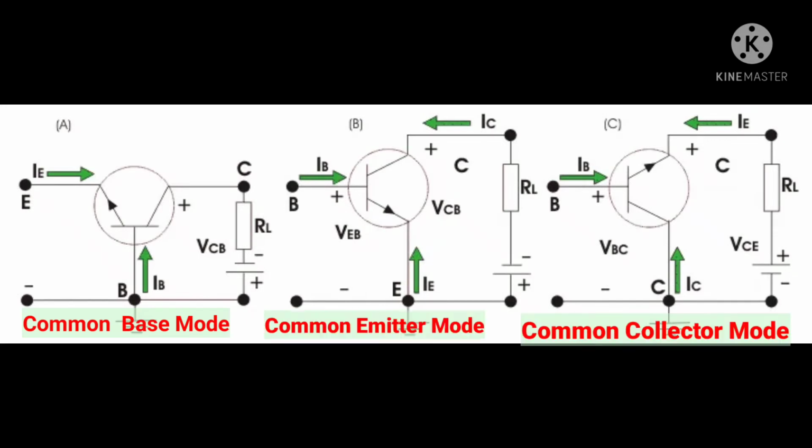The BJT transistor has 3 common modes of operation. One is the common base configuration. Second, common collector configuration. Third, common emitter configuration. This is the transistor configuration: common base, common emitter mode, common collector mode. At the base, the applied input voltage is positive.